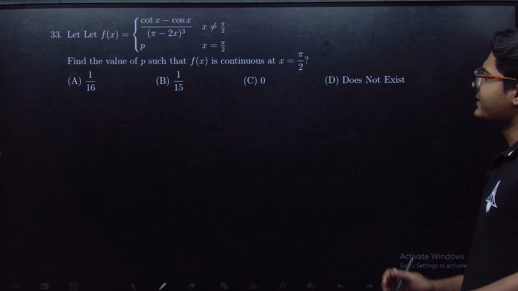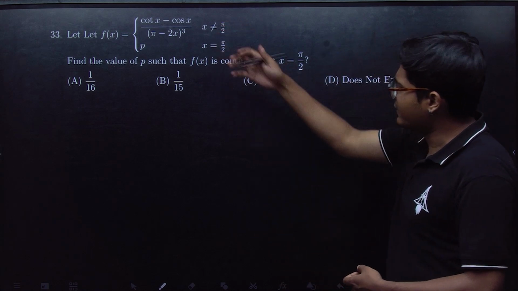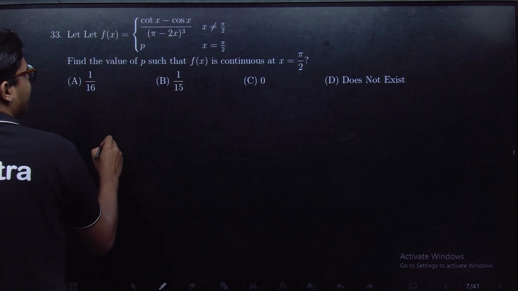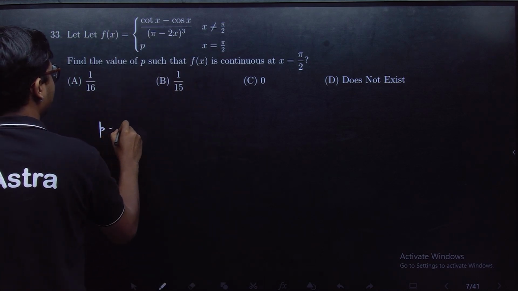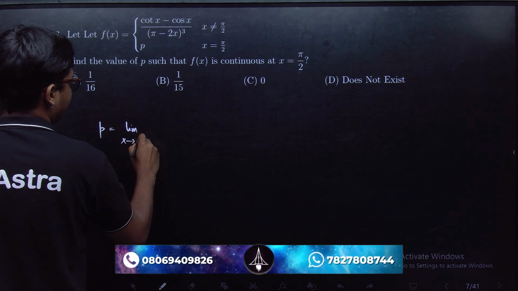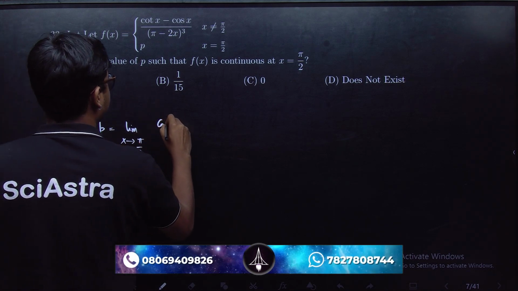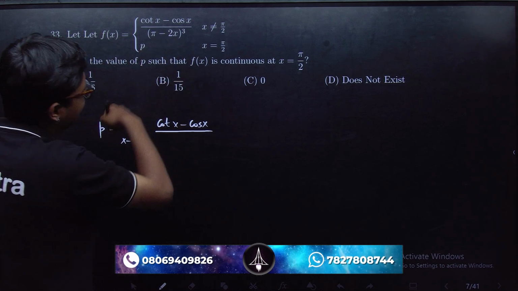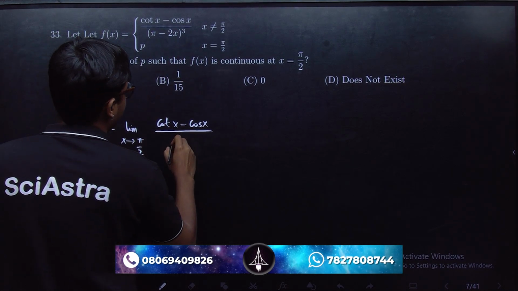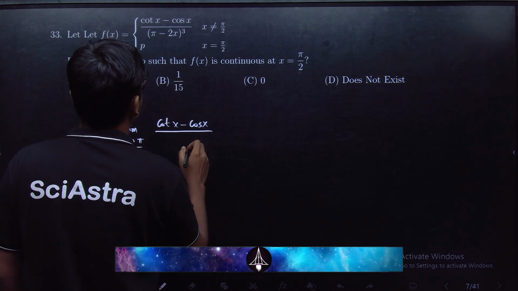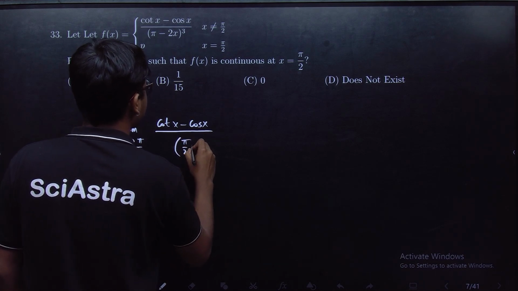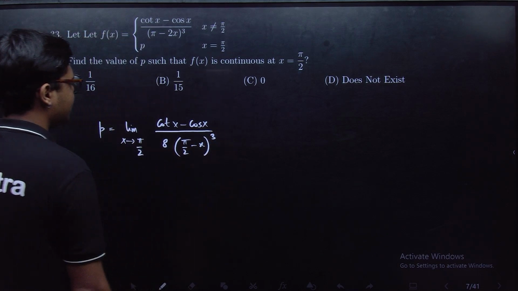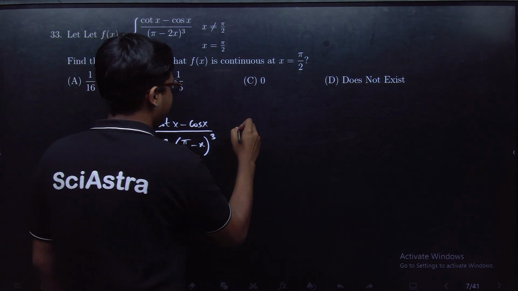Coming to question 33, again a similar question. Let f(x) be a piecewise function defined as follows. Find the value of p such that f(x) is continuous at x equal to pi by 2. So again, we just want the limit. We want p to be equal to the limit as x goes to pi by 2 of cot x minus cos x divided by the denominator. I can rewrite this by taking 2 common, and let's take a minus 1 also common, so we go with pi by 2 minus x. If you take the 2 outside, you'll get 2 cube, which is 8, right? This cubed. Fine.